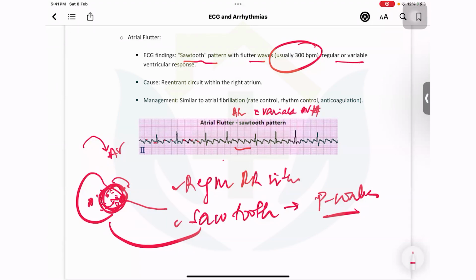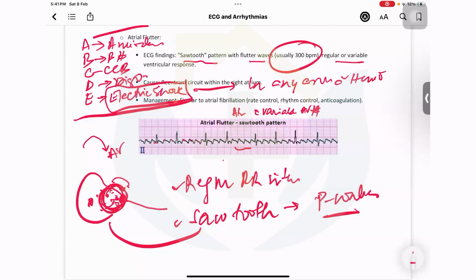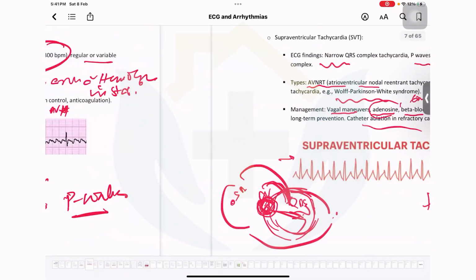Management is similar. So the drugs that are indicated in atrial fibrillation and flutter are A, B, C, D, E. A is amiodarone, B is beta blockers, C is calcium channel blockers, D is digoxin, and E is electric shock. Okay. So when is electric shock given? It is the rule of thumb in any arrhythmia. Hemodynamic instability. Very good, instability. So this is atrial flutter.